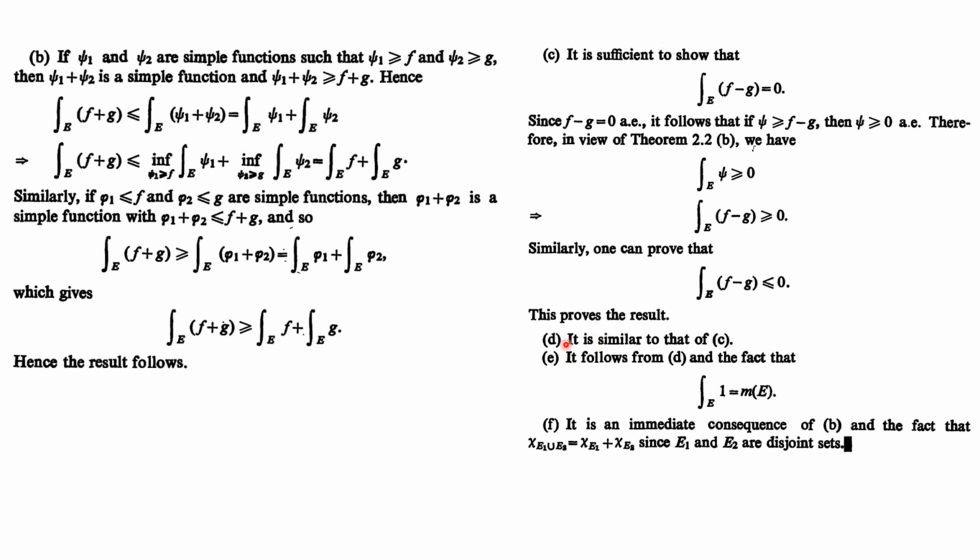In the same way, you can prove the D and E parts. The D part says whenever f is less than or equal to g almost everywhere, the integral of f is less than or equal to the integral of g. In the same way, using C, you can prove this. So you do it by yourself.